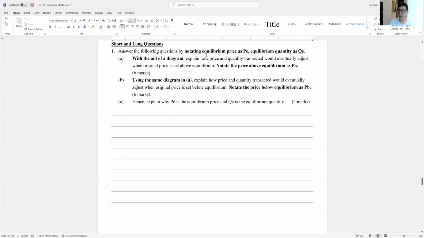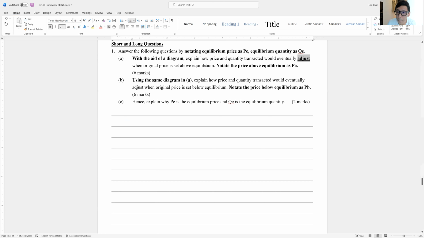好啦, now let's look at the long questions and short questions. 第一件事啊, first thing, many of you didn't read the instructions of the question. 很多人沒有看到 instruction. I asked you to denote equilibrium price as PE and equilibrium quantity as QE. Then I asked you to denote the price above equilibrium as PA. 很多人寫 P1、P2,不知道做什麼啊.